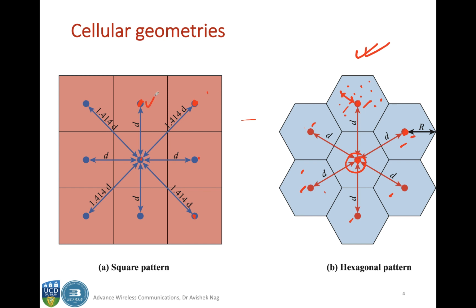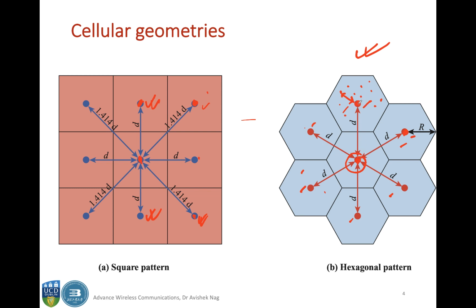So these antennas will be very strongly interfering because they are at a closer distance to this antenna compared to these antennas. Okay, and that would have an effect on the design of the network. So the idea is to have all the neighbors at equal distance from the central transmitting antenna.